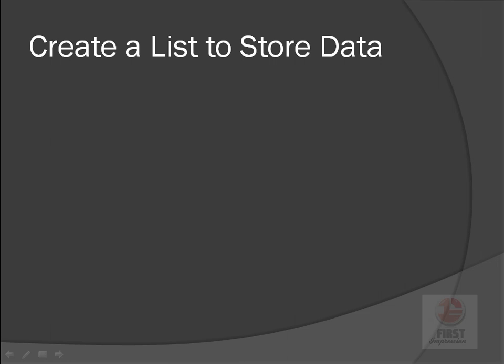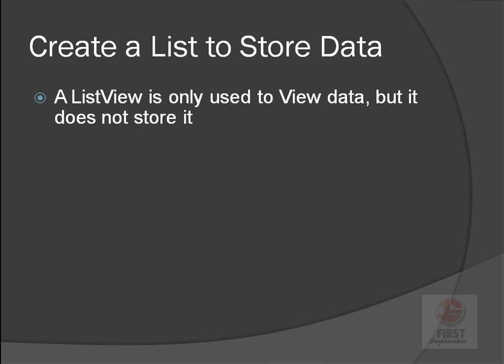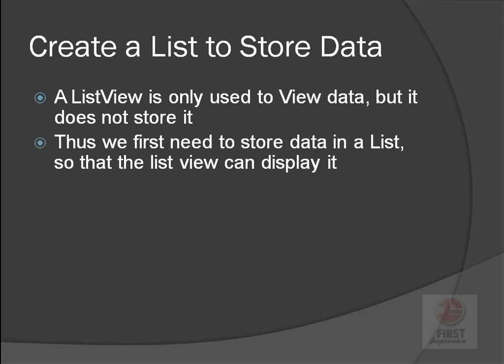Now let's create a list to store the data. First of all, understand the fact that list view is a control which is only used to view a list. That is, it does not store data, it is only used to view that data. Okay, so first of all, we have to create a list to store that data, and then we have to pass this list to the list view to display that data. So a list view is only used to view data but it does not store it. Thus we first need to store data in the form of a list so that we can display it in the list view later on.